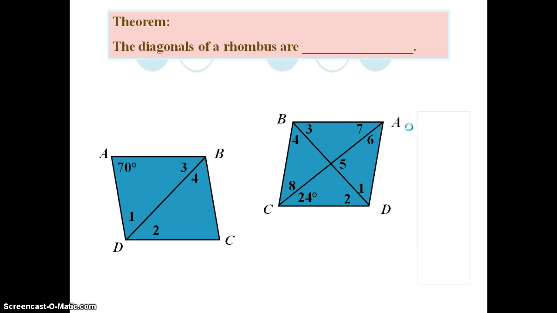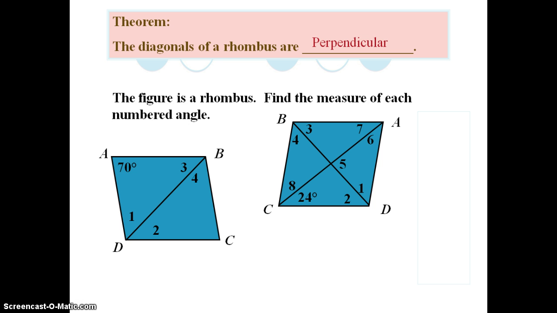Theorem. The diagonals of a rhombus are perpendicular. So if you were to draw in both diagonals in your rhombus, the point where they meet would create 4 right angles. That's what perpendicular means. It creates 90-degree angles.